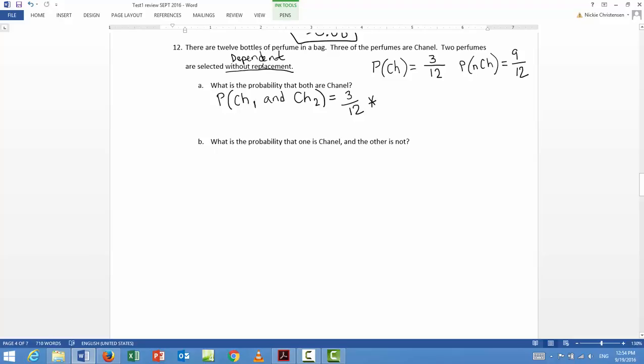Now because it's without replacement, when we took one Chanel perfume out, we didn't put it back. So in the bag there are now only 2 Chanels left. And the total number of perfumes in the bag has gone down to 11. That's because this experiment is being done without replacement. So then to get the answer, we just multiply across. The answer will be 6 over 132.